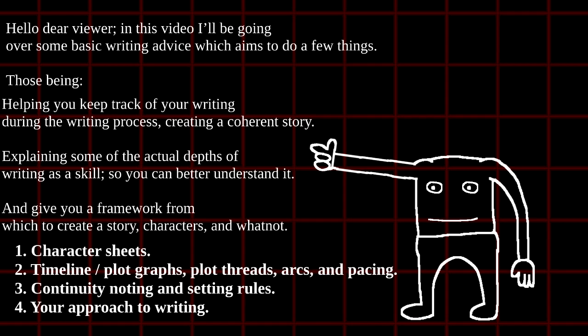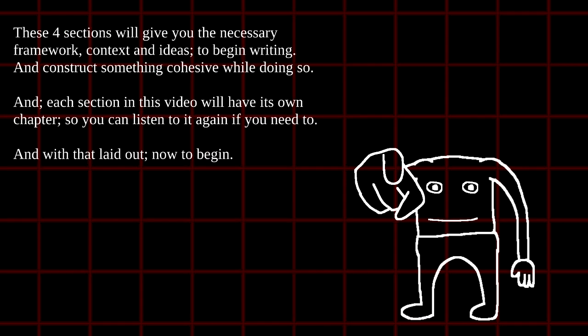In this video I'll be going over the following sections. 1. Character sheets. 2. Timeline/plot graphs, plot threads, arcs and pacing. 3. Continuity noting and setting rules. And fourthly, your approach to writing. These 4 sections will give you the necessary framework, context and ideas to begin writing and construct something cohesive while doing so. And each section in this video will have its own chapter so you can listen to it again if you need to. And with that laid out, now to begin.